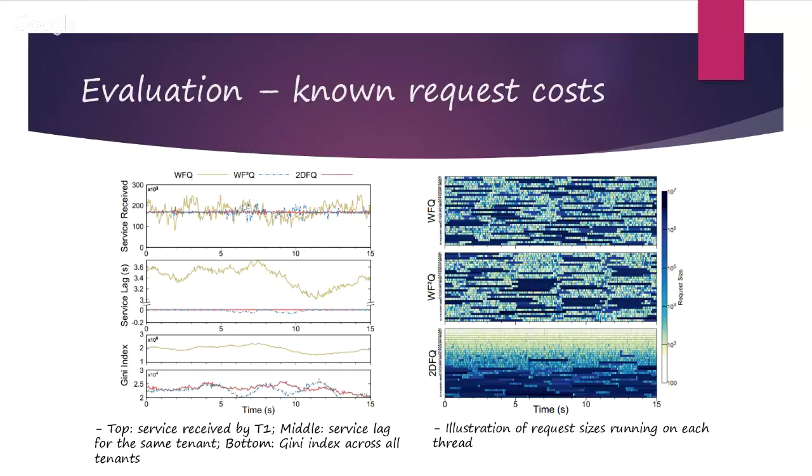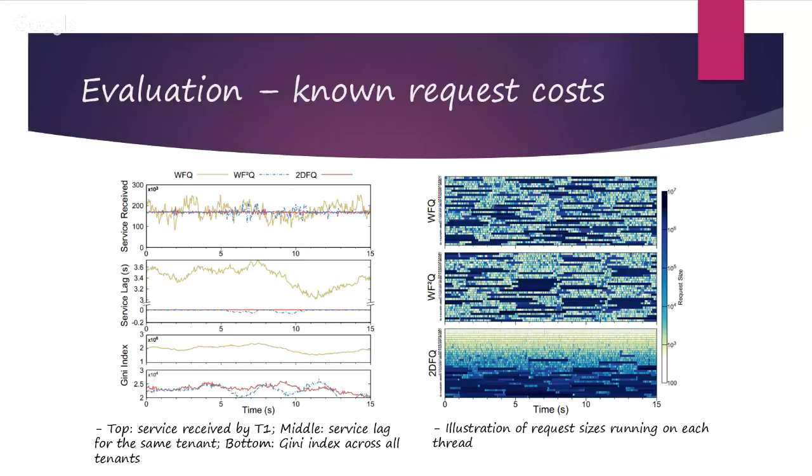The service lag means the difference between the service a tenant should have received on the GPS and the actual work done. Service received means work done, measured in 100 ms intervals. Jain's index means an instantaneous measure of scheduler fairness across all tenants. And in the right picture, horizontal lines represent worker threads. Fill color indicates the running request size at each instant in time.